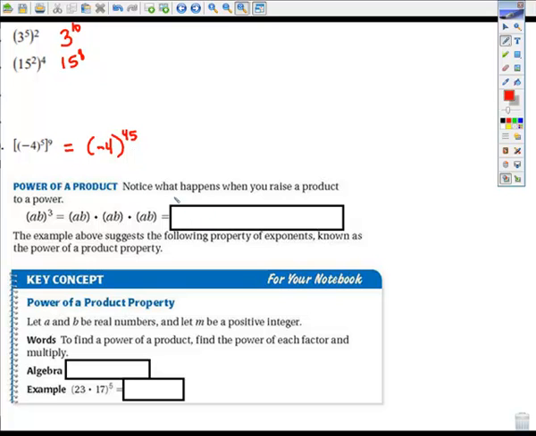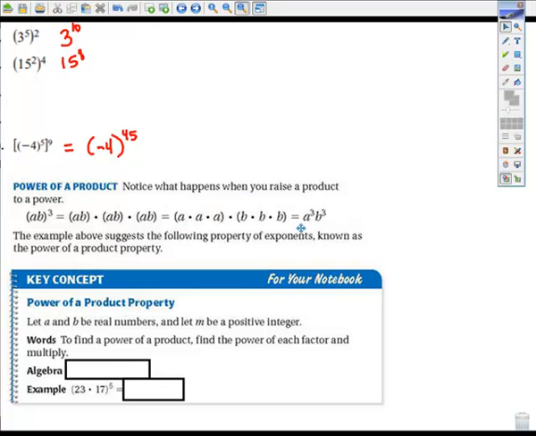So we have noticed what happens when you raise a product to a power. I have a times b to the third. So that's really 3 copies of ab, a times b. So this gives me, if I take this off, I have a times a times a, and b times b times b. So let's take this off. Whoops.